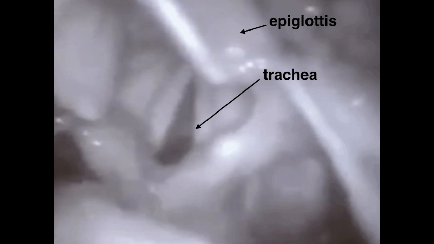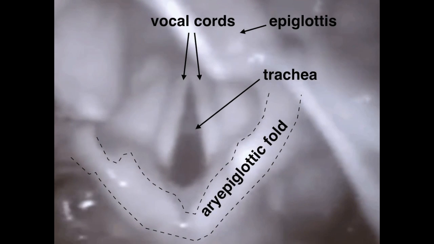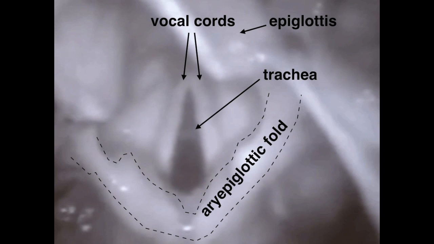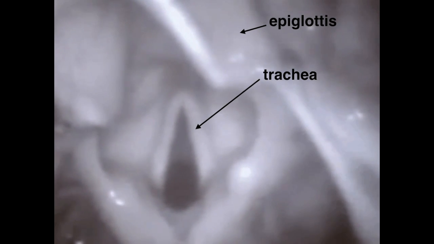Let's now look at a live intubation and identify the anatomy. As you can see, the tracheal inlet is right here. To the right and left of the tracheal inlet are the vocal cords. At the top of the screen lies the epiglottis, and at the bottom of the screen is the aryepiglottic fold, encompassing the laryngeal inlet. Take note of the epiglottis' distinct horseshoe appearance.